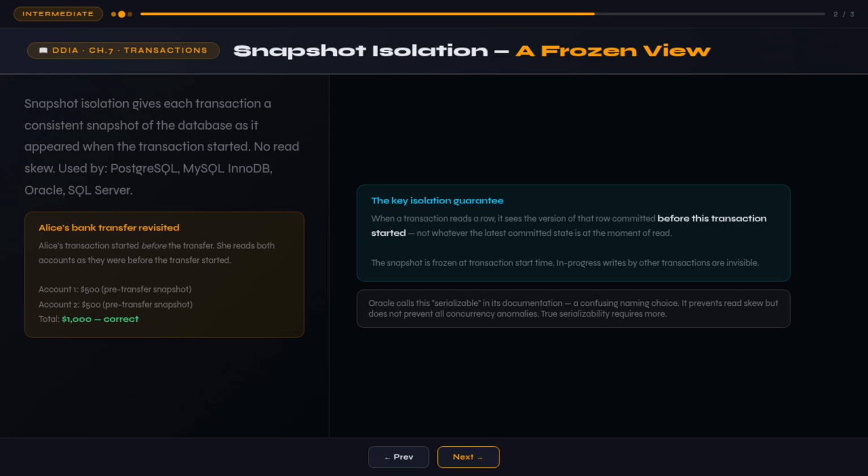Alice has 2 bank accounts, each with $500. Total, $1,000. A bank transfer moves $100 from account 1 to account 2. Alice reads account 1 at the start of the transfer, she sees $500 before the $100 debit. She reads account 2 at the end of the transfer, she sees $600 after the $100 credit. Alice's total, $1,100. She just saw $100 that doesn't exist. No dirty reads occurred. She only read committed data. But she saw the database in a state that never actually existed as a single consistent snapshot. She saw account 1 before the transfer and account 2 after it. This is called read skew, or a non-repeatable read.